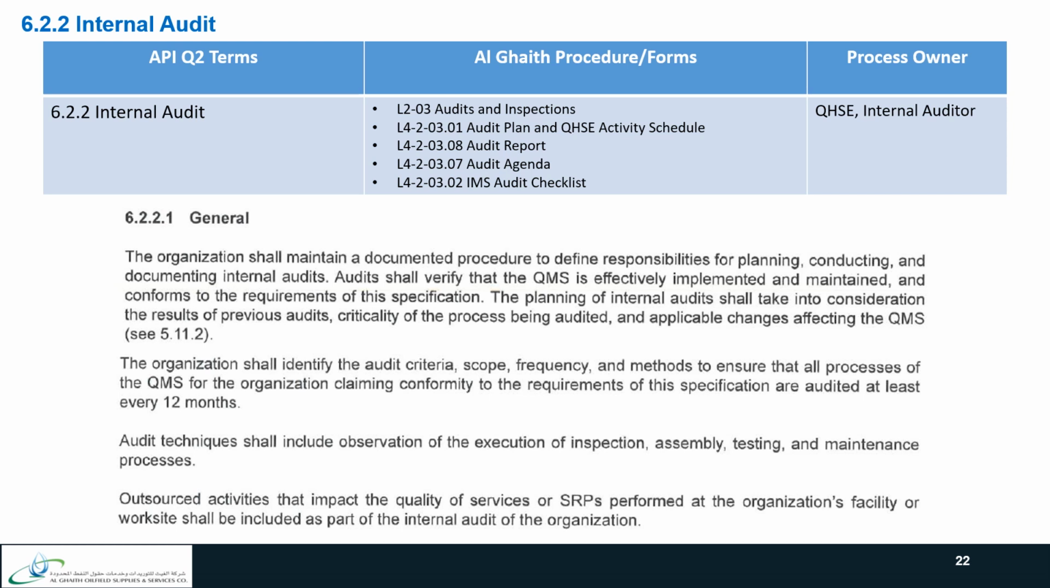The organization shall identify the audit criteria, scope, frequency and methods to ensure that all processes of the QMS for the organization claiming conformity to the requirements of this specification are audited at least every 12 months. To comply to this requirement, Ghaith developed the procedure L203 audits and inspections.